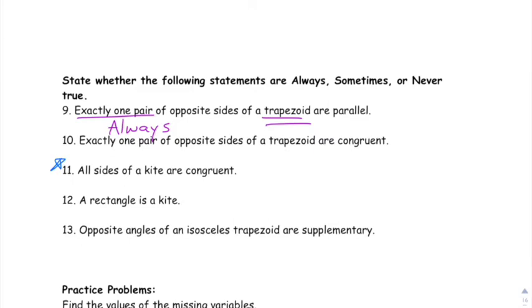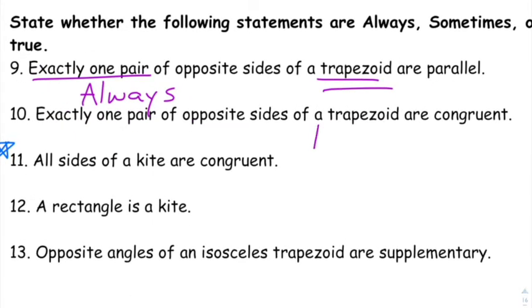Okay, exactly one pair of opposite sides of a trapezoid are congruent right there, and we got to think a little bit outside the box. A lot of us just want to think of any type of trapezoid here, and based off of that trapezoid I have drawn, there's no congruent sides. But you can have what we call the isosceles trapezoid. So I would say sometimes for this one.